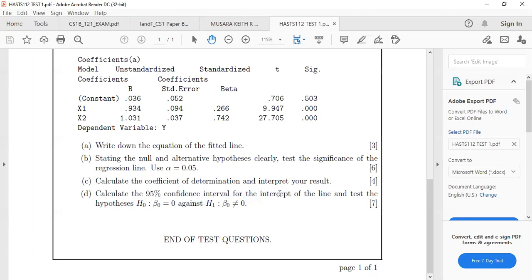The formula is, the intercept is beta naught hat plus or minus t with n minus p degrees of freedom at alpha over 2, multiplied by the standard error of beta naught, the intercept. Okay, suppose you're doing it manually, Millicent. What's the standard error of beta naught?